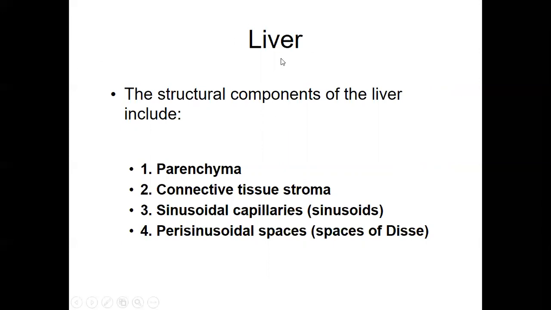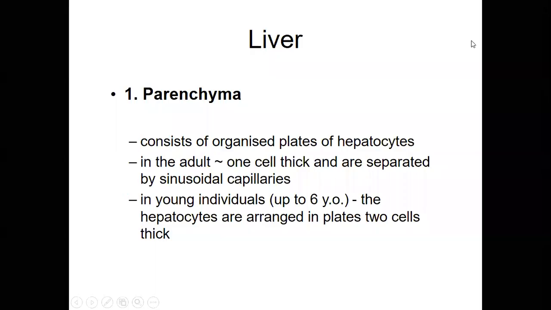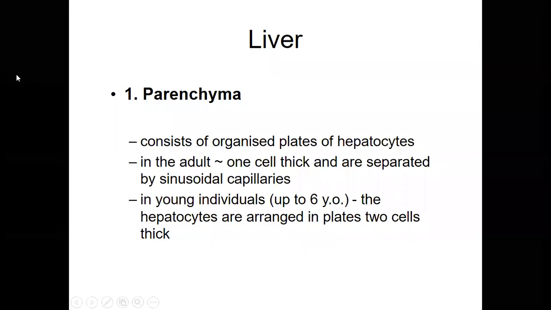So the structural components of the liver include the parenchyma, connective tissue stroma, sinusoidal capillaries or sinusoids, and the perisinusoidal space or space of Disse. So these are the structural components of the liver. We start by discussing the parenchyma.